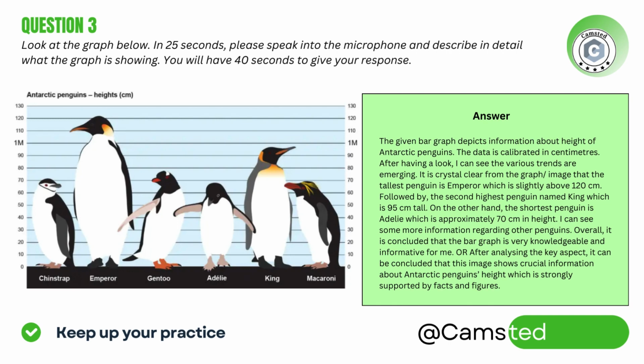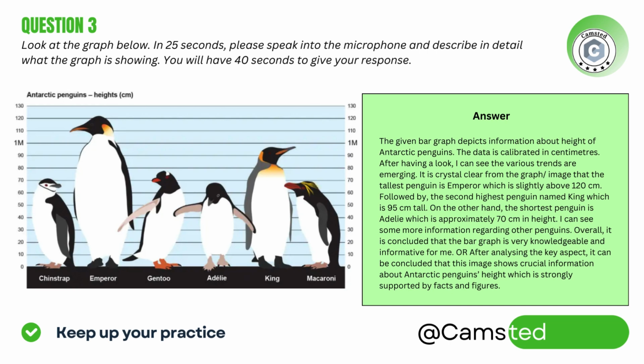by the second highest penguin named King, which is 95 centimeters tall. On the other hand, the shortest penguin is Adelie, which is approximately 70 centimeters in height. I can see some more information regarding other penguins. Overall, it is concluded that the bar graph is very knowledgeable and informative for me.